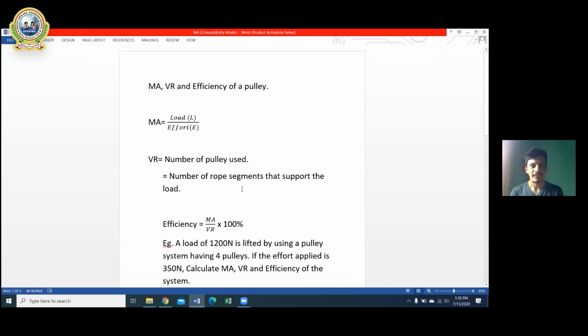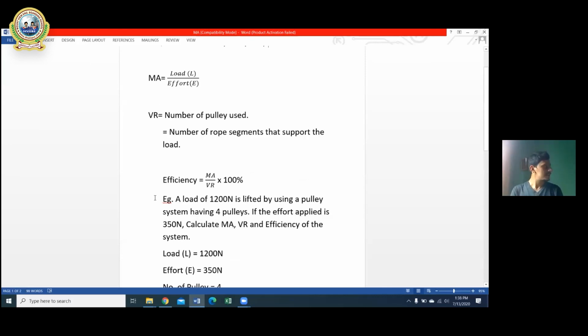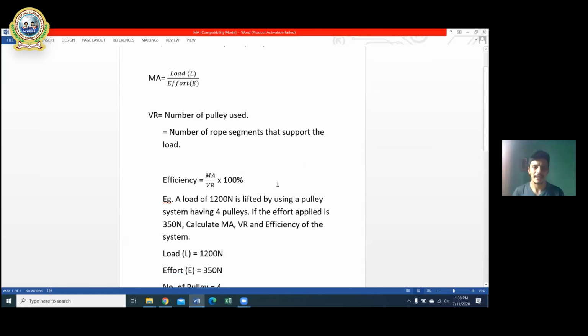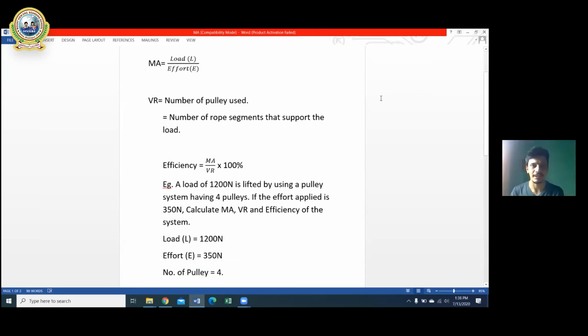Are you clear? And then efficiency equals MA by VR into 100%. So this is the formula to calculate the mechanical advantage of a pulley, velocity ratio of a pulley, and efficiency of a pulley. Okay, so you can see the example there.